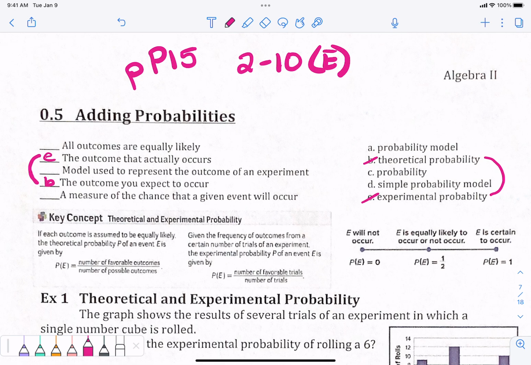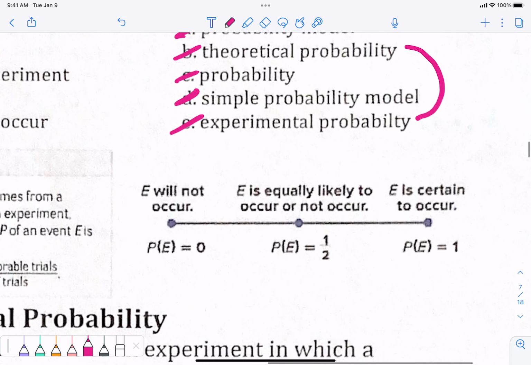I'm going to pick on the middle one. The model used to represent the outcome of an experiment. I'm going to guess probability model because that has the word model in it. So a probability model. All right. Let's go down to the bottom one. A measure of the chance that a given event will occur. I'm going to say probability because that's the chance of something happening. And then all outcomes are equally likely in a simple probability model. That makes it very simple, that they're all equally likely to happen. Okay? All right.